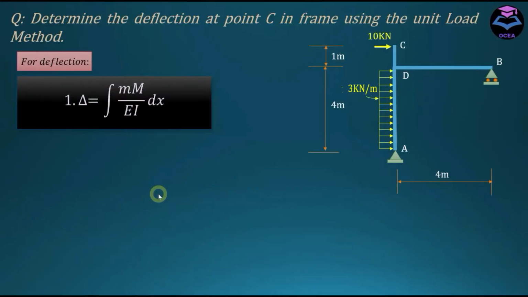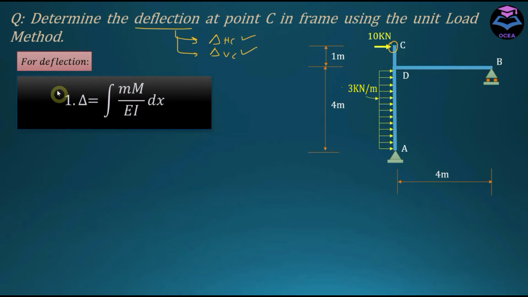In this lecture, we are going to discuss and apply the unit load method, which is used to determine deflection and slope in a determinate structure. The question says: determine the deflection at point C in the frame using the unit load method. So we have to determine the deflection at this point. They haven't mentioned whether we have to find the deflection in the horizontal or the vertical direction at point C, so it means that we have to find the deflection in both directions.